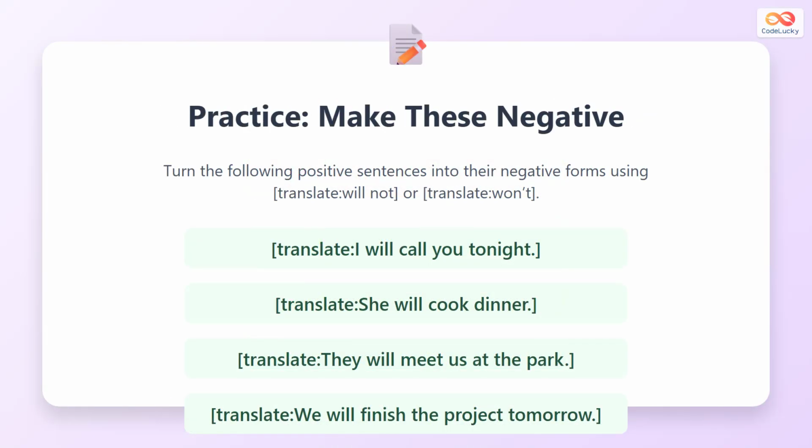Let us practice together. Change these sentences into their negative forms. I will call you tonight becomes I won't call you tonight. She will cook dinner becomes she won't cook dinner. They will meet us at the park becomes they won't meet us at the park. We will finish the project tomorrow becomes we won't finish the project tomorrow.